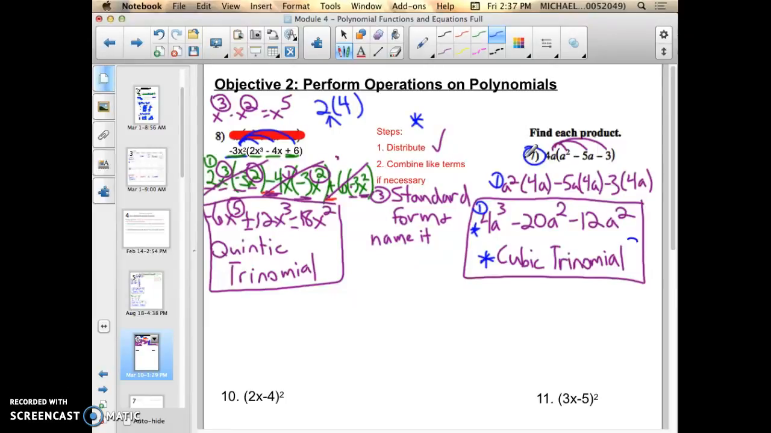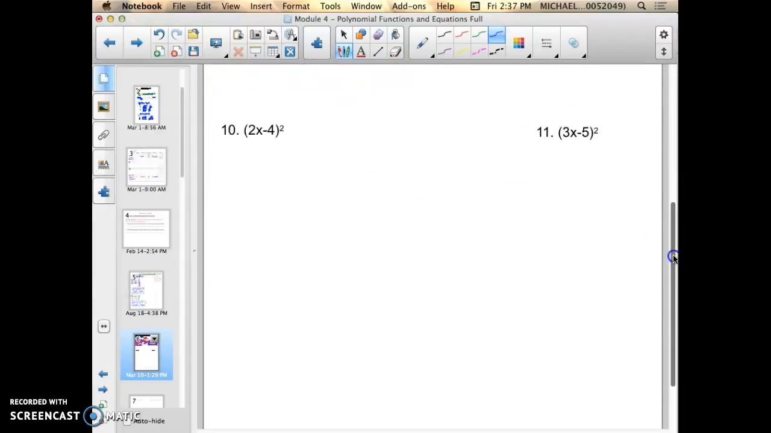And so then finally my third step here. Make sure your work and your answer look like mine. If not, please raise your hand so I can come over and check your work. Now, to move on in my next example, I'm still going to follow the similar steps of distributing, combining like terms if necessary, and then writing in standard form and naming it. This one just looks a little bit differently.